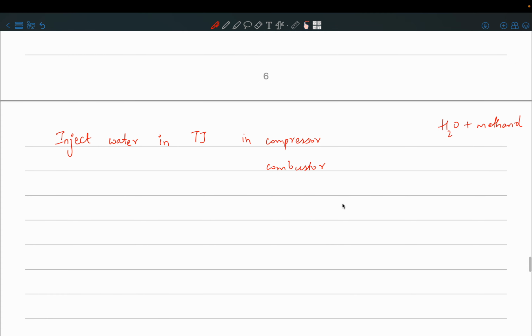As a matter of fact, that's why we add methanol. If we are injecting water into the compressor, the temperatures are so low at high altitudes that the water will start condensing on the blades, and that will change the shape of the blades, and that will change the efficiency of your compressor. So that answer doesn't work. So what will happen?